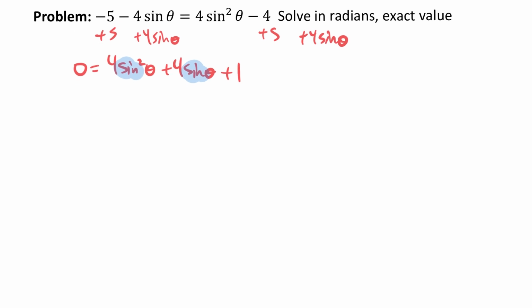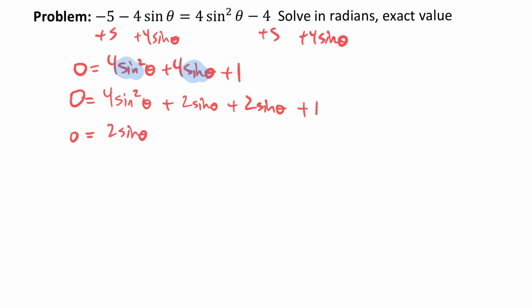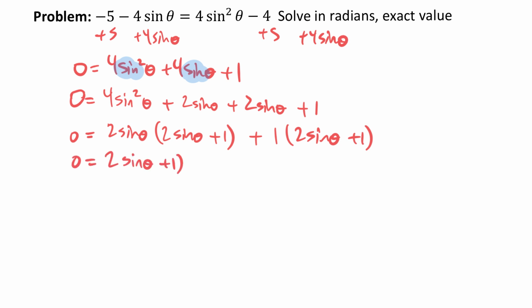We would go ahead and set this up with group factoring. So 4 sine squared theta plus 2 sine theta plus 2 sine theta plus 1 equals 0. Then we would go ahead and factor out the 2 sine theta in common with those first two terms, leaving you with 2 sine theta plus 1, because sine theta times sine theta is sine squared theta. Here we have a placeholder 1, 2 sine theta plus 1. Then there's a 2 sine theta plus 1 in common. Factor that out, leaving you with 2 sine theta plus 1.